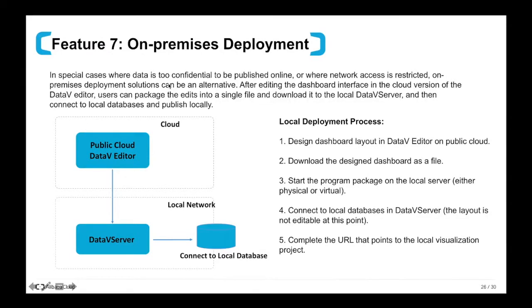Okay, the next feature is on-premise deployment. DataV also supports on-premise deployment. In special cases where data is too confidential to be published online or where network access is restricted, on-premise deployment solutions can be an alternative. The process is like this: you should first design the dashboard layout in the DataV editor on public cloud, and then download the designed dashboard as a file and start the program package on the local server. Here, for the local server, you can use either a physical server or a virtual server. The next step is to connect to your local database in the database server. And the last step is to complete the URL that points to the local visualization project. So it will show the dashboard you designed on your local server.